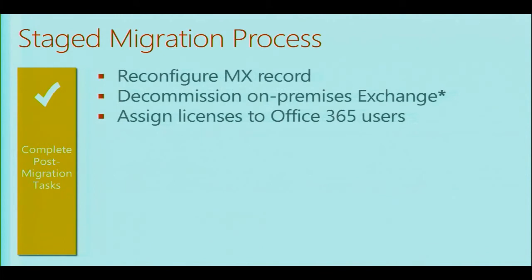Now, finally, at the end, once all of your users have been migrated, you'll reconfigure your MX record and auto-discover to point to Office 365. And after that, should you desire, you can uninstall your on-premises Exchange servers. We do recommend making a backup before you do that. But you can keep it running for a longer period if you want. But of course, at that point, no one's going to be using it, and mail won't be flowing through it. So it'll basically be an inert server that shouldn't be doing anything at that point.